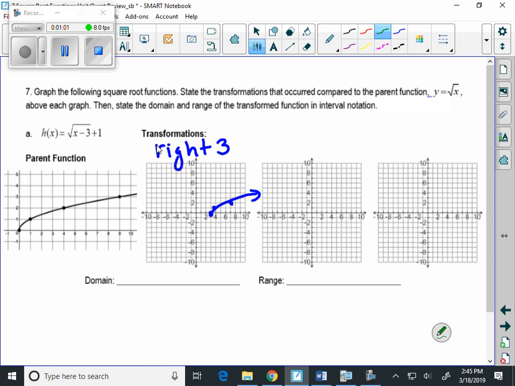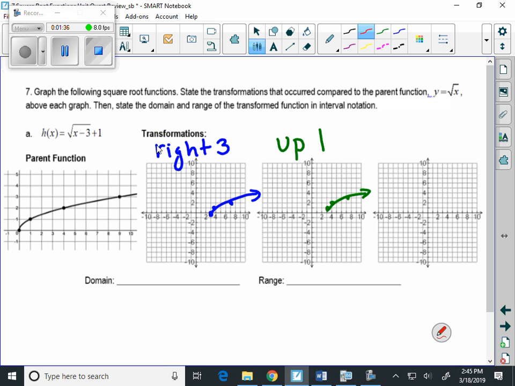We only actually have one more transformation on this one. It's the plus 1. So we're going to go up 1. And now our point that was 3, 0 is going to be 3, 1. And our point 4, 1 is going to be 4, 2. And our point 7, 2 is going to be 7, 3. And that's the picture of our graph, our given function of h of x.